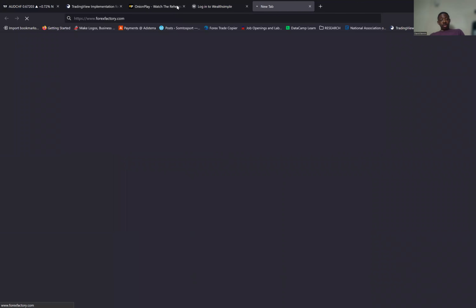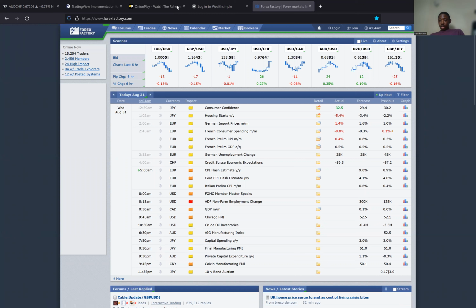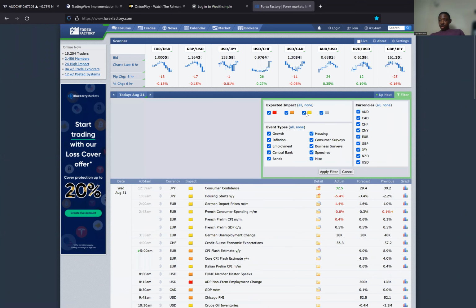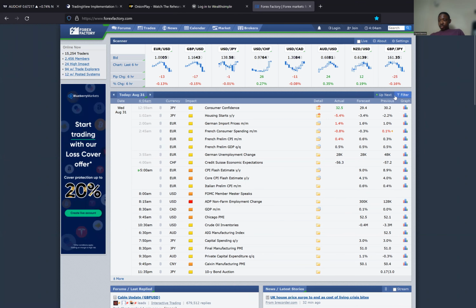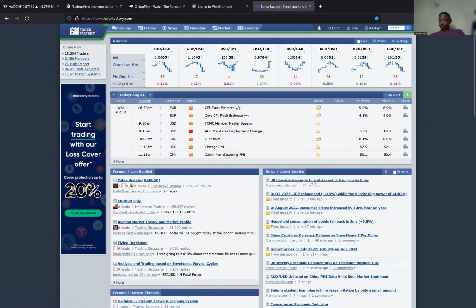So this is the first thing you would want to do every given day. You need to come and check what sort of fundamental data we have for the day so that you don't get caught on the wrong side. So you're interested in, most of you know this already, the red folder, but it's also good to keep an eye on the orange folder, as some of them could have slightly good impact on the market as well.